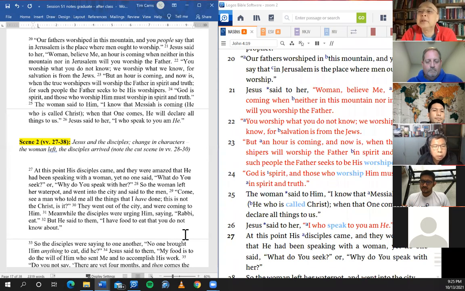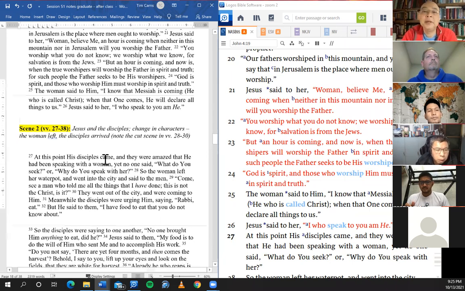For such people the Father seeks to be his worshipers. God is spirit, and those who worship him must worship him in spirit and truth." The woman said to him, "I know that Messiah is coming, he who is called Christ. When that one comes, he will declare all things to us." Jesus said to her, "I who speak to you am he."